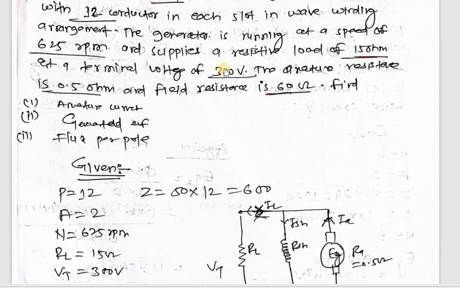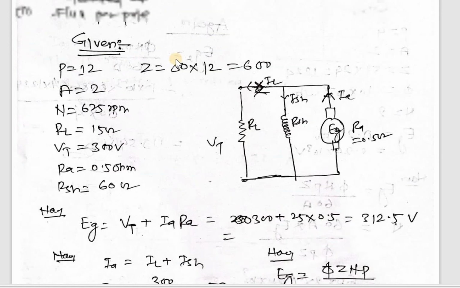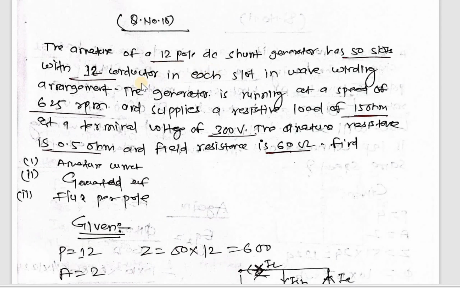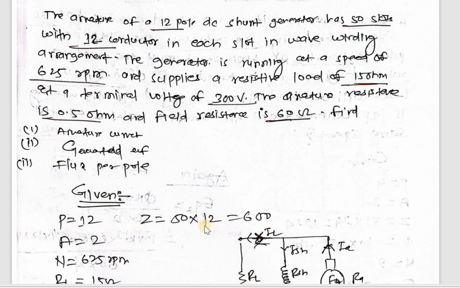First of all, the given data is number of poles equal to 12, A equal to 2, N equal to 625, RL equal to 15 ohm, VT equal to 300 volt, RA equal to 0.5 and RSH equal to 60 and Z equal to, in the question given, 50 slots with 12 conductors. So 50 into 12, then we can get 600. The value of conductors is Z equal to 600, and this is the circuit diagram.